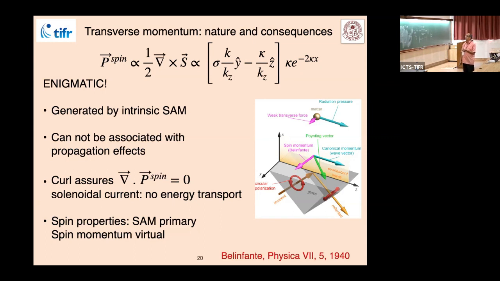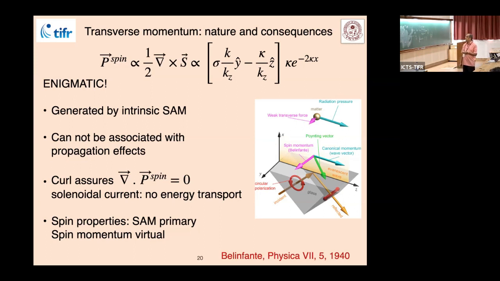So this total spin momentum will have two components. One is due to the canonical part. The other one is the transverse part. And this transverse part is the one which is truly enigmatic. In what sense? Enigmatic in the sense that you generate this transverse spin, the transverse spin momentum is there. And that is what you call the Belinfante's momentum. As I said, this is the classic paper from 1940, which is a very, very difficult paper. At least for me, it was a difficult paper.